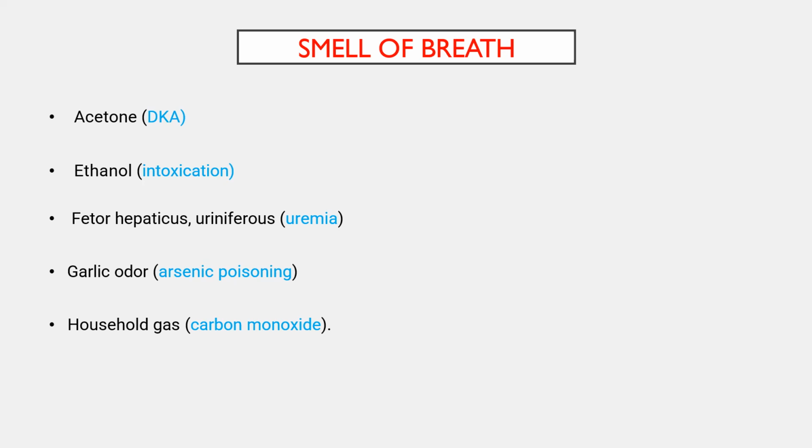And fetor hepaticus or uriniferous smell is usually seen in uremia. Uremia, again, will cause uremic encephalopathy, uremic seizures, uremic myocarditis, or uremic pericarditis. And the garlic odor in arsenic poisoning is characteristic. Arsenic mainly causes GB syndrome, predominantly the axonal variety, and it may present with acute diarrheal disease-like symptoms. And the last one is carbon monoxide poisoning, which appears like household gases, as all of you know, that will cause cerebral hypoxia, hypoxic ischemic encephalopathies, and seizures also. So by identifying the smell, you can identify the etiological diagnosis for the coma or any neurological illnesses.